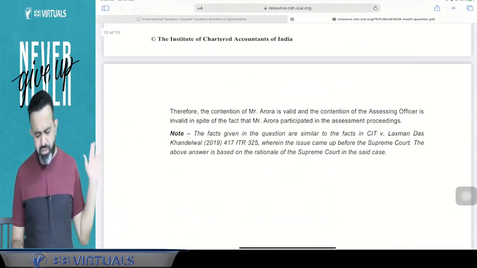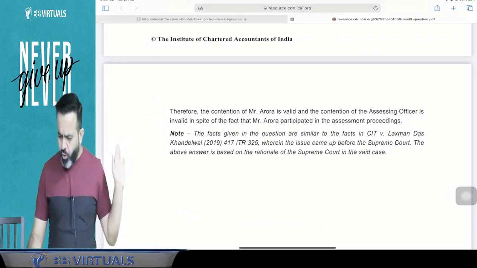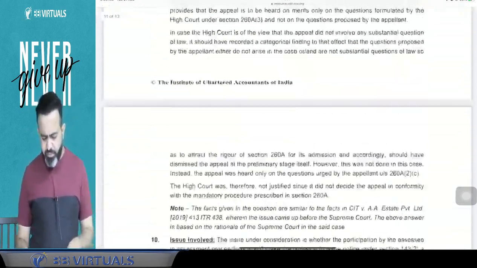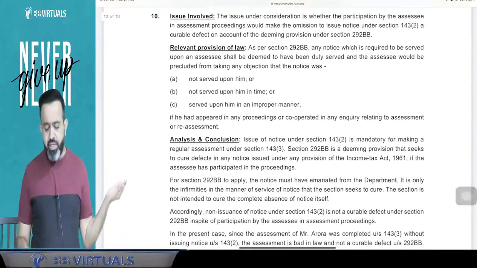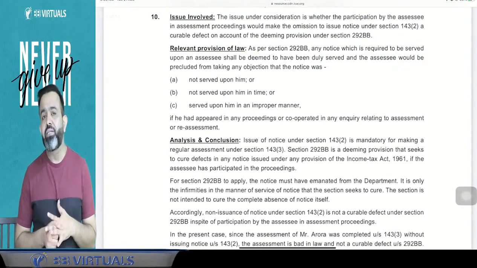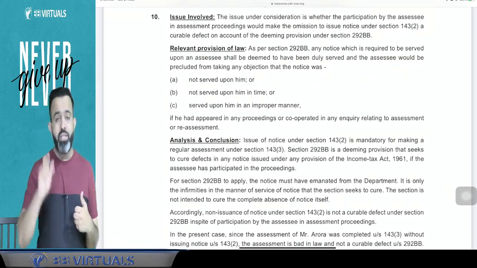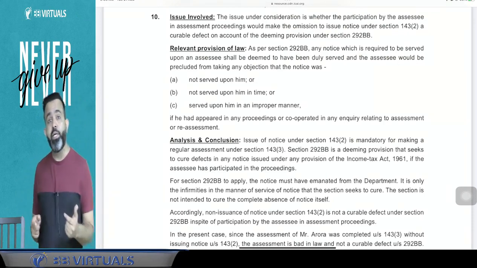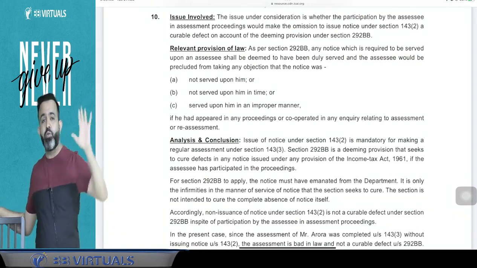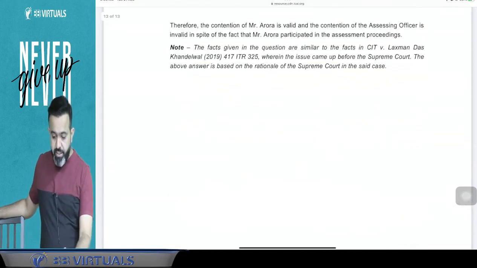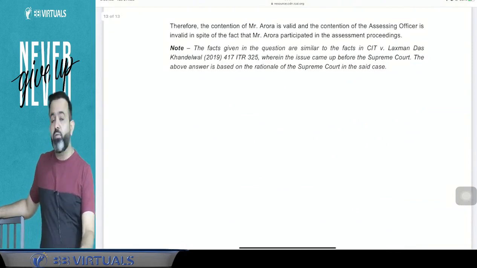And guys, these are all simple case laws. We already covered them. Case law number 10 is related to section 292BB, which we have discussed: if notice is not served on the assessee within proper time or in the proper manner, but the assessment is completed, then everything will be treated as having been done on time. But guys, there was one case law of Lakshman Das Khandelwal.